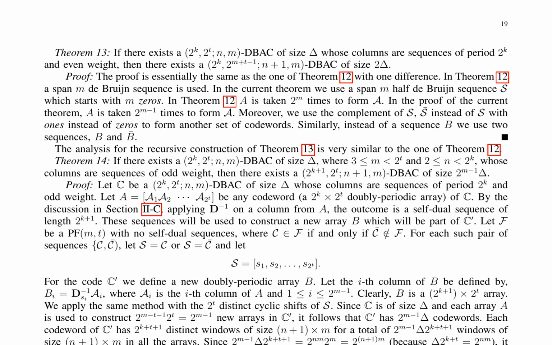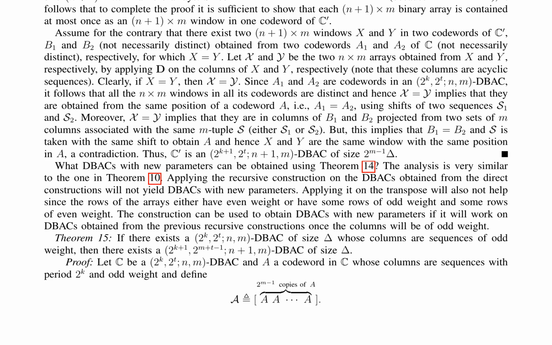Theorem 14 establishes that if a (2^k, 2^t, n, m) DBAC of size increment exists, with columns being sequences of odd weight, then a (2^(k+1), 2^t, n+1, m) DBAC of size 2^(m-1) increment can be constructed. The proof involves applying the inverse of the D transformation to columns of a codeword to obtain self-dual sequences, which are then used to construct a new array. This theorem also provides an analysis of the new DBAC's properties, including its size and number of windows.